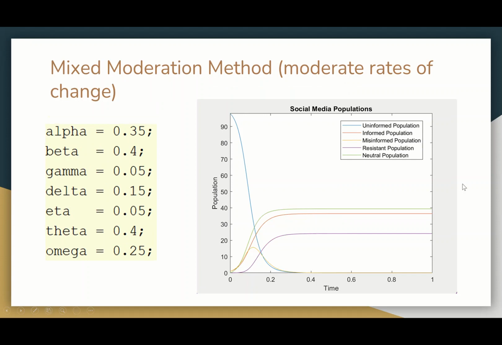And we decided that some platforms might have a mixture of those two moderation methods, so the rates of influence would be somewhere in the middle. And we saw that there was a smaller neutral population than from the warning labels method, and there are more informed people, but also a fairly larger resistant group.